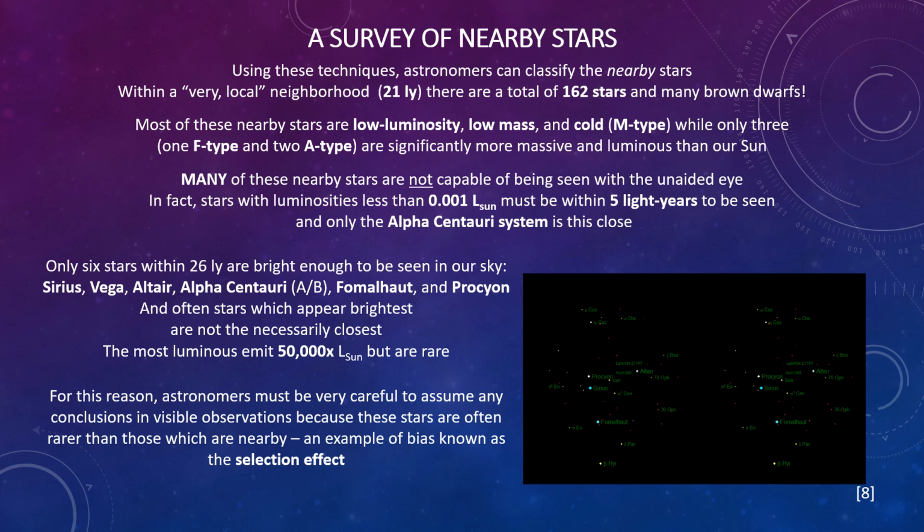So there are some stars that are up to 50,000 times as luminous as our sun, but these are quite rare. And so for this reason, astronomers have to be really careful about drawing conclusions from visible observations, because these stars are often rarer than those nearby, and so this leads to an example of bias known as the selection effect.